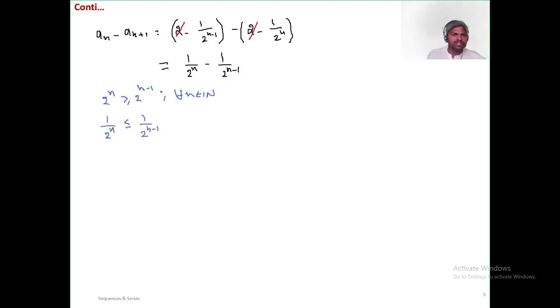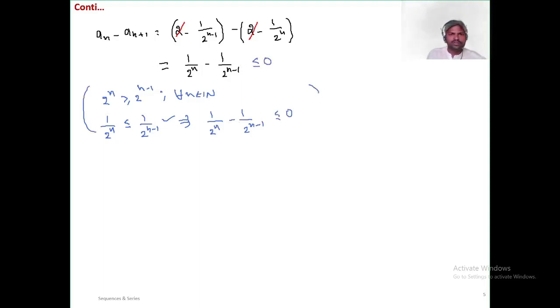Therefore, the inequality will change. So 1 upon 2 raised n minus 1 will always be more than 1 upon 2 raised n. Then send this term to the LHS side. What will you get? Less than or equal to 0. Therefore, what is this sign? It is less than or equal to 0.